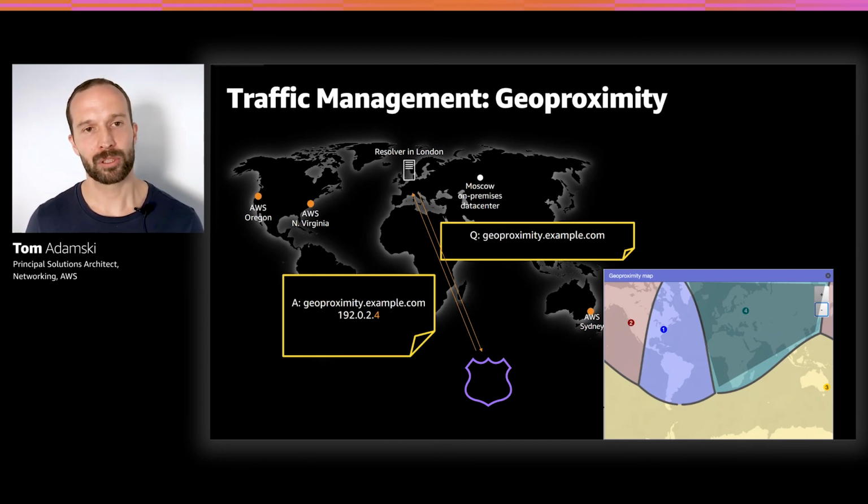And you have the option to adjust biases on the size of each area. So maybe you think that the Moscow data center is covering too much of an area, you can adjust that and give more area to other environments.